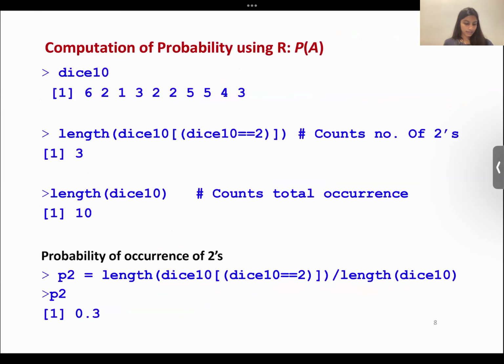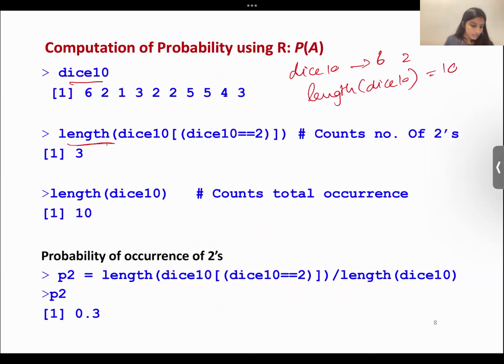You can compute it using length. This is the object, dice10, your randomly sampled object. It has all these digits, 6, 1 and so on. It has 10 digits here. So if you do the length of dice10, the length would be 10. Now you just want to calculate how many twos there are, the length of the number of twos.